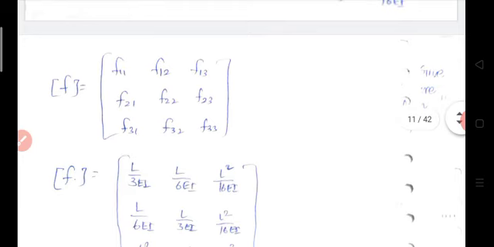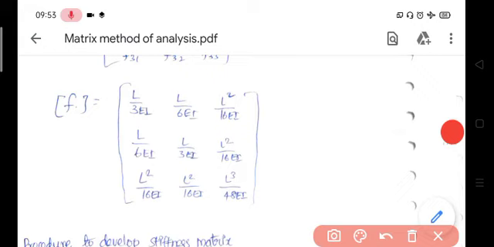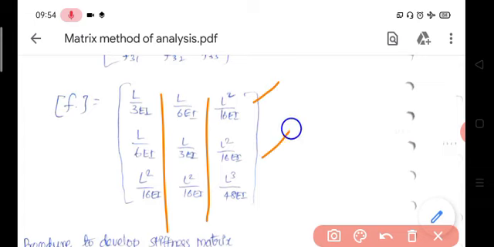Finally the flexibility matrix F is equal to: the first column is L by 3EI, L by 6EI, L square by 16EI. The second column will be L by 6EI, L by 3EI, L square by 16EI. Then the third column is L square by 16EI, L square by 16EI, L cube by 48EI.